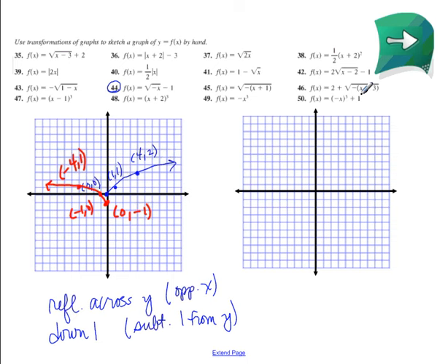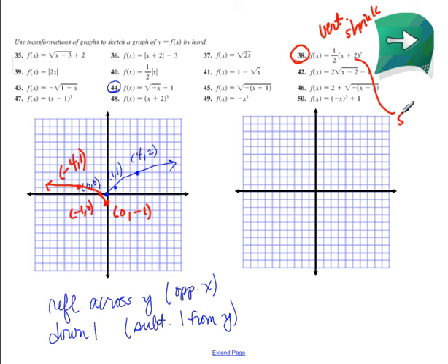A lot of these involve the square root of x. I was going to try to do one more. Let's talk about number 38, for instance. 38 is 1/2 times (x plus 2) squared. So 1/2 is a vertical shrink. That is, it's going to multiply the y values by 1/2, and the x plus 2 is going to do what?